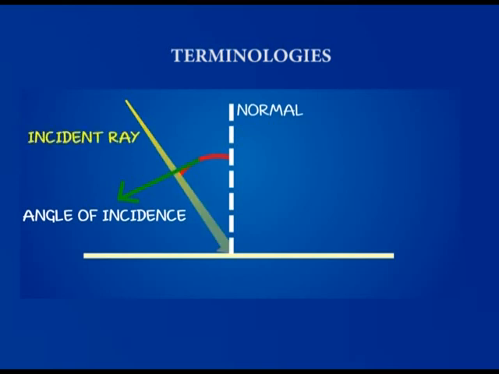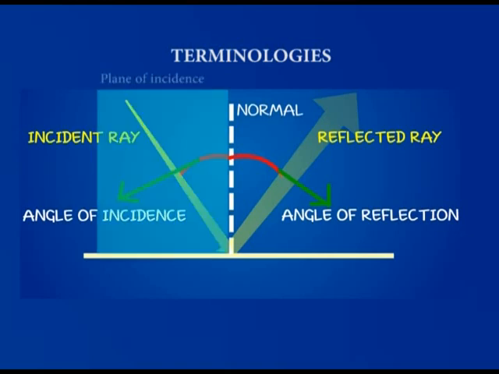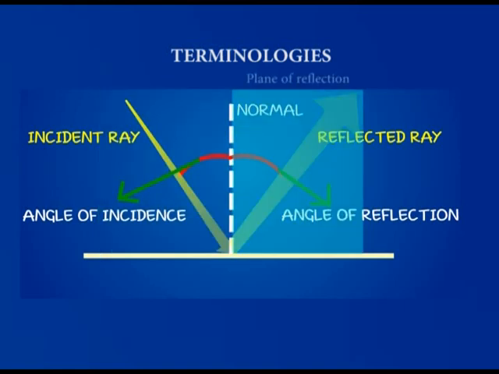The reflected ray is the ray obtained after reflection from the surface in the same medium in which the incident ray is traveling. The angle of reflection is the angle the reflected ray makes with the normal at the point of incidence, and it is denoted by letter R. Plane of incidence is the plane containing the incident ray and the normal. The plane of reflection is the plane containing the reflected ray and the normal.